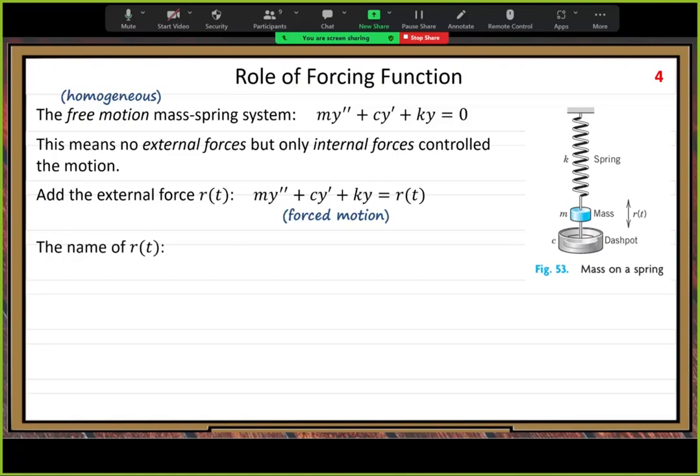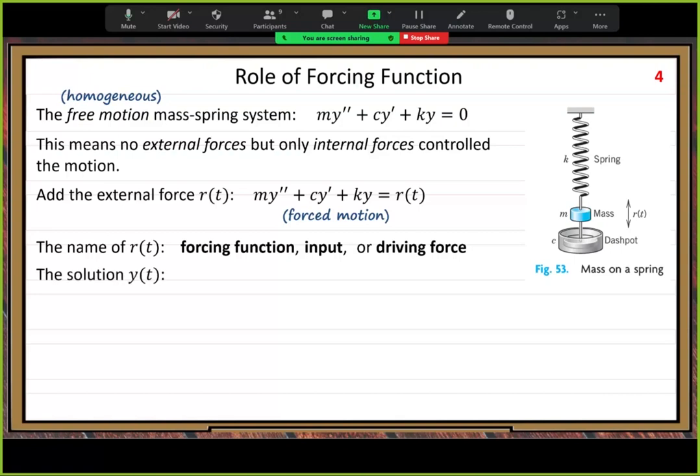Then the names of the R function. There are several names. If you see these different names, you know they talk about the same thing. First, forcing function. Second, input. Remember, we used input before, input and output in chapter 1. Here we can also use input for the R function. Or driving force.